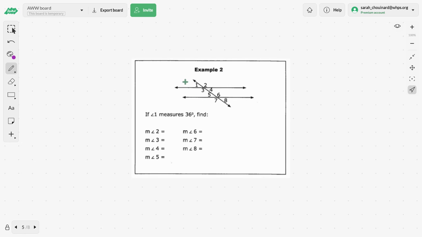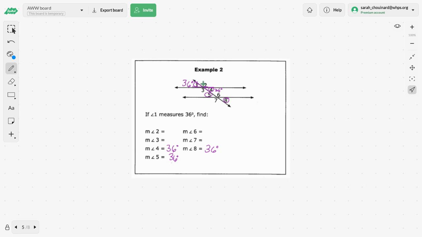So let's say angle 1 was 36 degrees. The bow tie angle with angle 1 is angle 4, the vertical angle. So angle 4 also needs to be 36 degrees. Angle 1 is in the top left corner. So is angle 5. So angle 5 is also going to be 36 degrees. And angle 4 and angle 8 are in the bottom right corner of their lines, so that's also going to be 36 degrees.